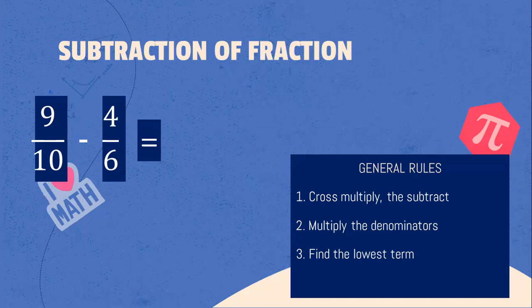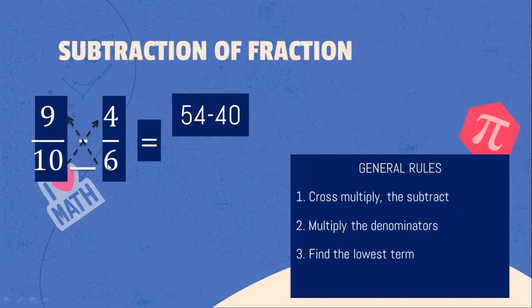Okay, let's try to solve all together. Cross multiply, then subtract. 6 multiplied by 9 is 54. 10 multiplied by 4 is 40, then subtract. The next one, multiply the denominators. 10 multiplied by 6, that is 60.